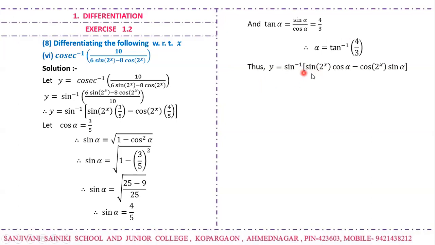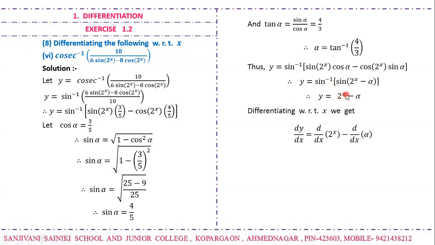So I can put these values in the expression. y is equal to sin inverse of sin 2 raised to x cos alpha minus cos 2 raised to x sin alpha. So y is equal to sin inverse of sin(2 raised to x minus alpha). Therefore y is equal to 2 raised to x minus alpha, because again using the property sin inverse of sin x is x. Now differentiate with respect to x. Derivative of a raised to x is a raised to x log a, so derivative of 2 raised to x is 2 raised to x log 2. And alpha is tan inverse of 4 upon 3, which is a purely constant number, so its derivative is 0. So what we get? dy by dx is equal to 2 raised to x log 2.